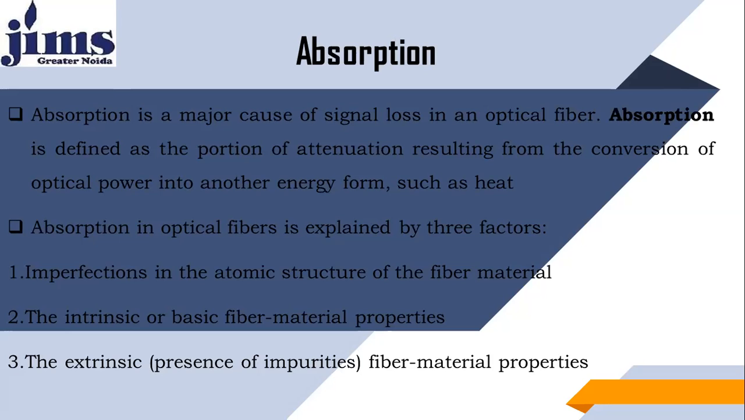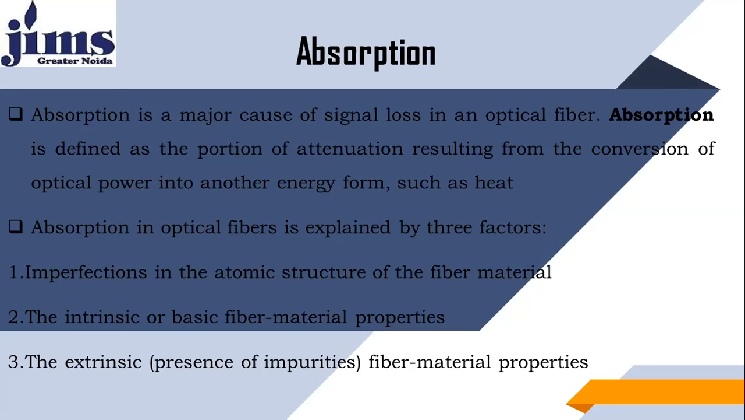Third one is extrinsic fiber material properties. Means during the manufacturing process, certain impurities are added in the optical fiber, and these external impurities are responsible for the absorption, and that absorption comes in the category of extrinsic absorption. Intrinsic and extrinsic absorption we will discuss later in this lecture.